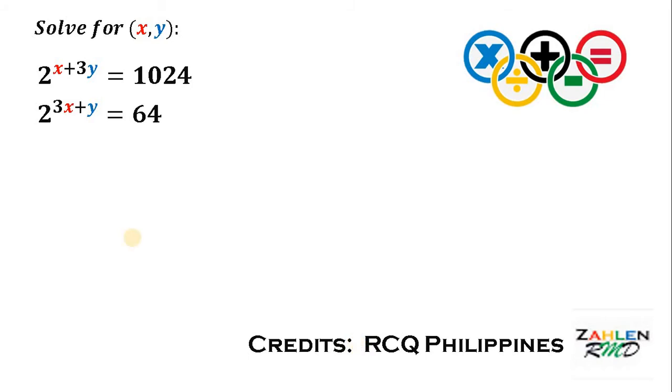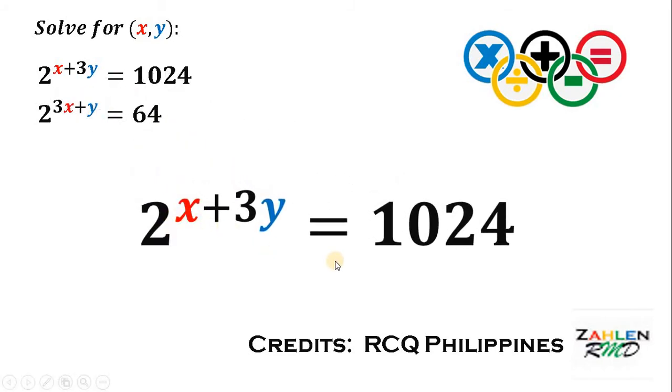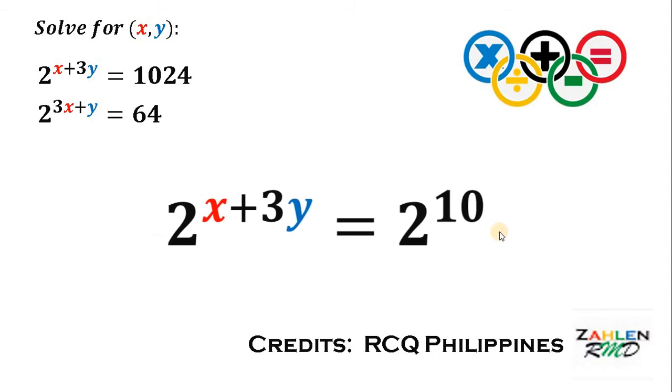To answer this question, let's focus on the given equations. So let's start with the first equation. We have 2^(x+3y) = 1024. Now, take note that 1024 is a power of 2. This can be written as 2^10. Now, as you can see, the bases are equal. They are both equal to 2.